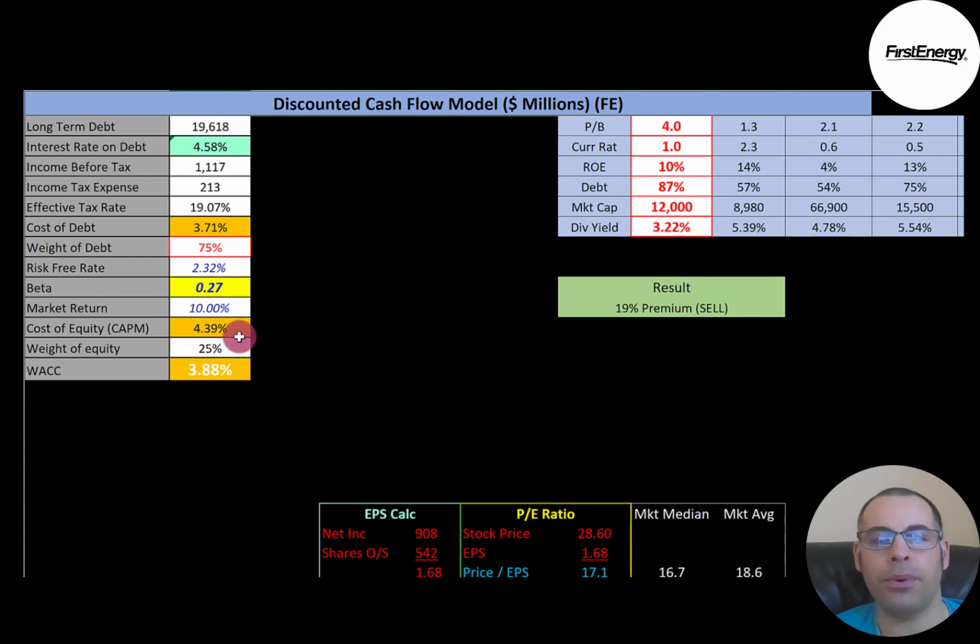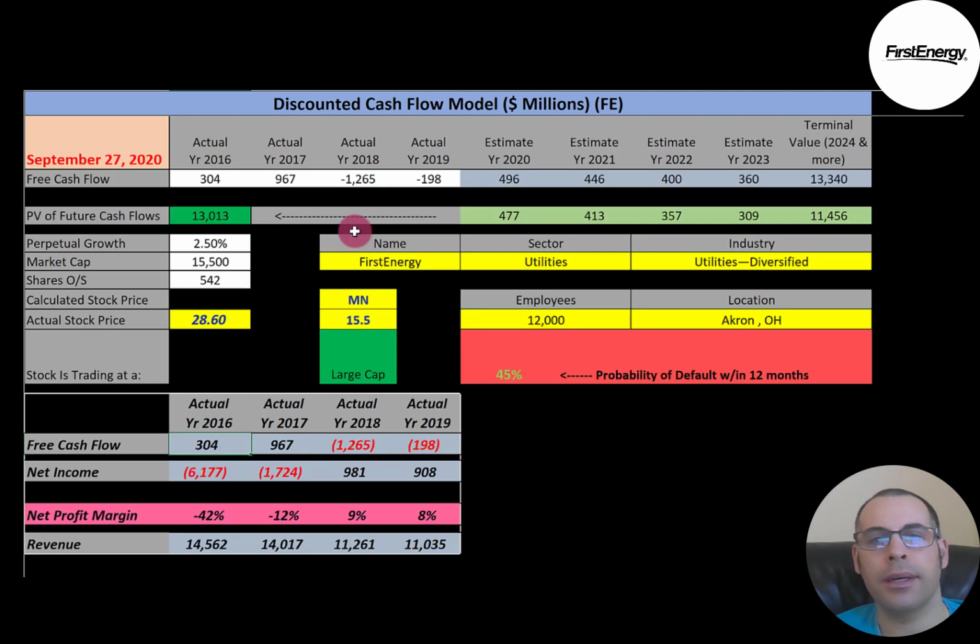Their WACC is 3.88%, which is a blend of the cost of debt and cost of equity, and that's the discount rate we're going to apply to the future cash flows. We estimated 4 years of future free cash flows. We also estimated terminal value, which is all cash flows past year 4. That's $13 billion. We discounted those numbers back to today using the weighted average cost of capital.